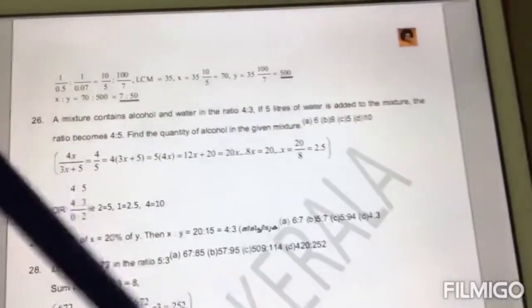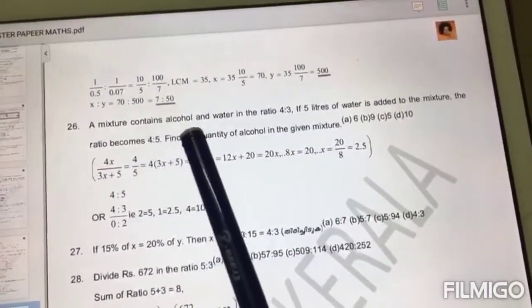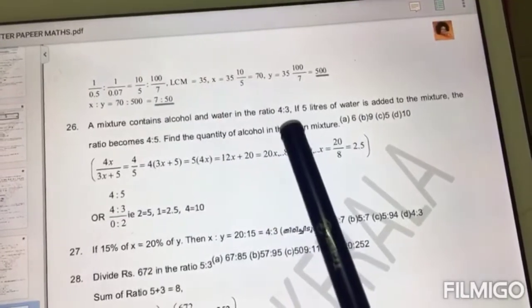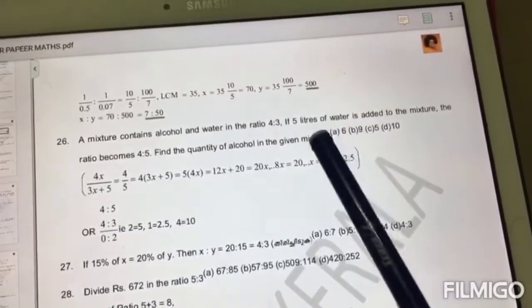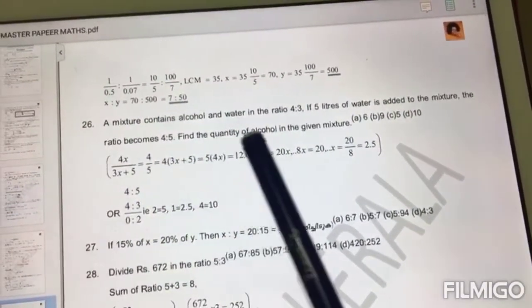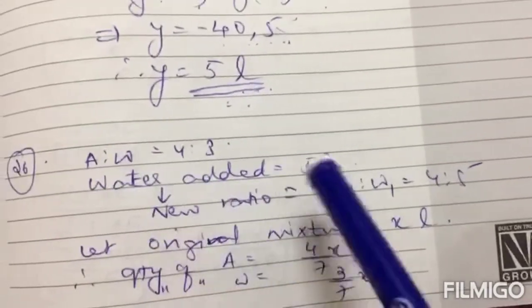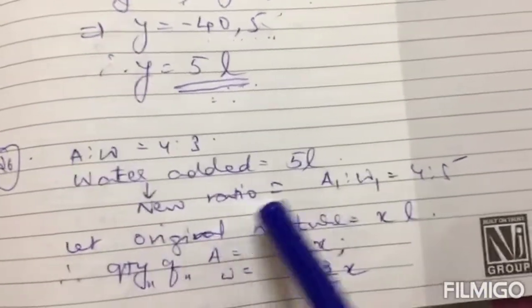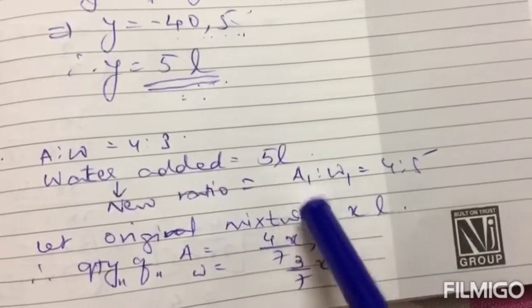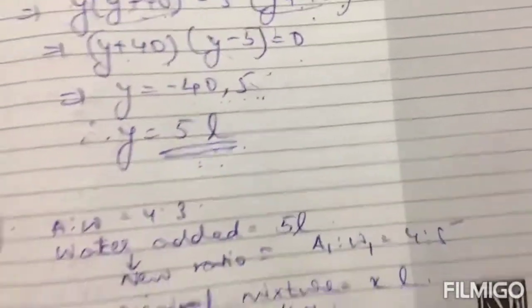Okay, number 26. We have done a question similar to this. I think it was 14 or something, but let's do it anyway. A mixture contains alcohol and water in the ratio 4 is to 3. If 5 liters of water is added to the mixture, then the ratio becomes 4 is to 5. Find the quantity of alcohol in the given mixture. So alcohol is to water is 4 is to 3. Then they are saying 5 liters of water are added, which makes the new ratio of alcohol to water, that is A1 to W1, as 4 is to 5. Right? 4 is to 5, yes.